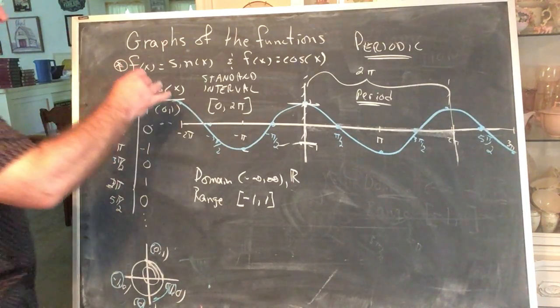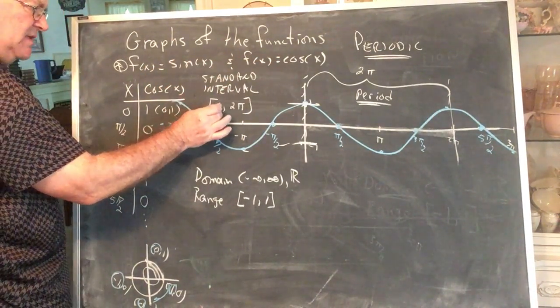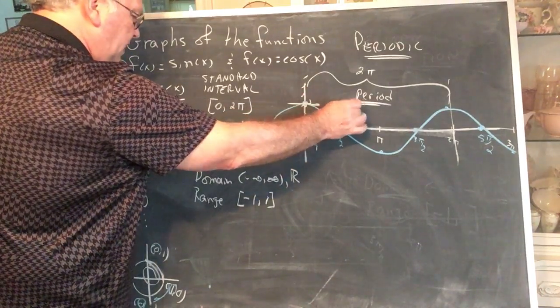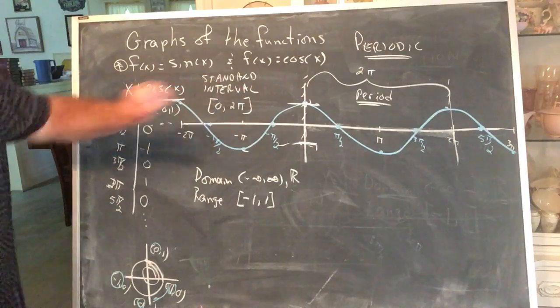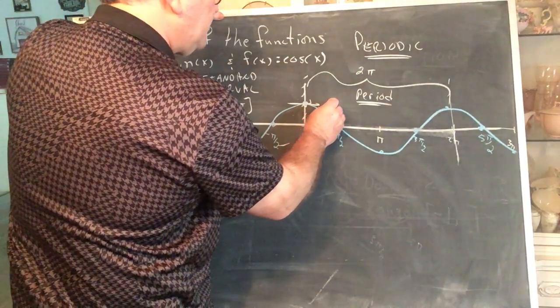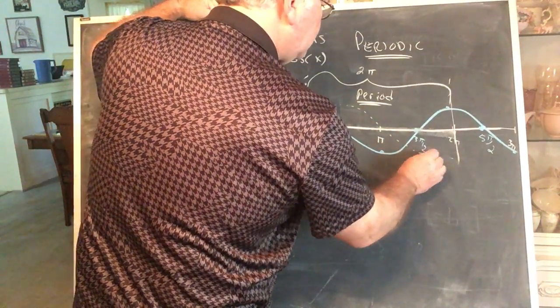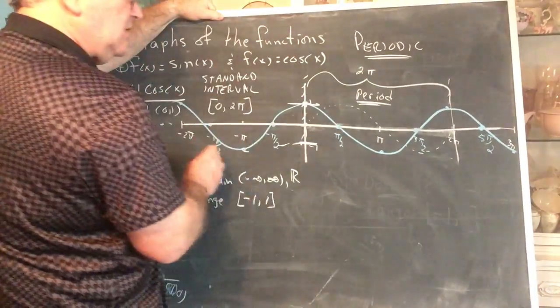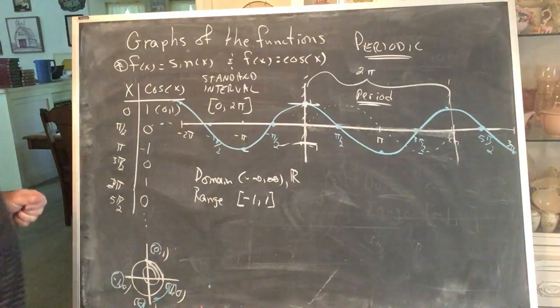Now, it is the case that sine and cosine have the same standard interval. They have the same period. They have the same domain. They have the same range. But the picture is not the same. Remember that sine passed through the origin. This is the sine curve. So the sine curve is at a different place than the cosine curve.